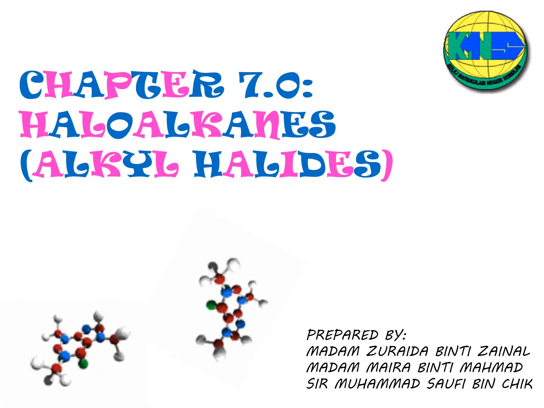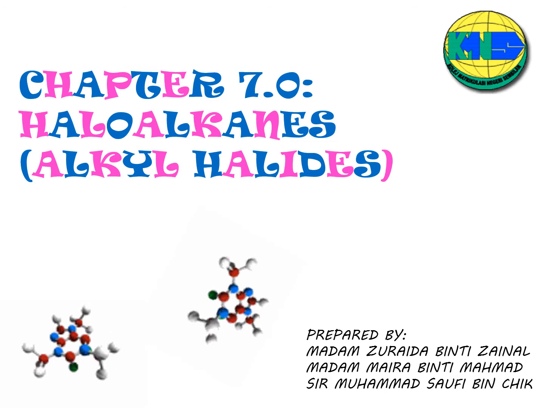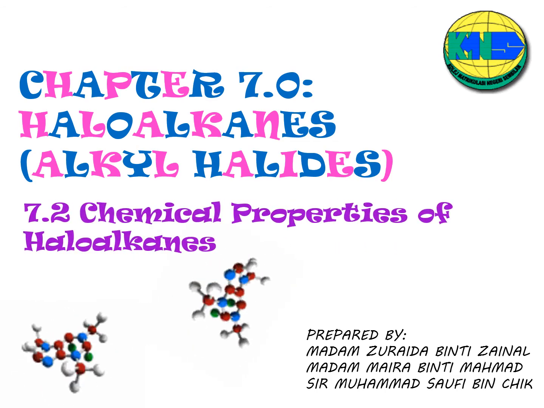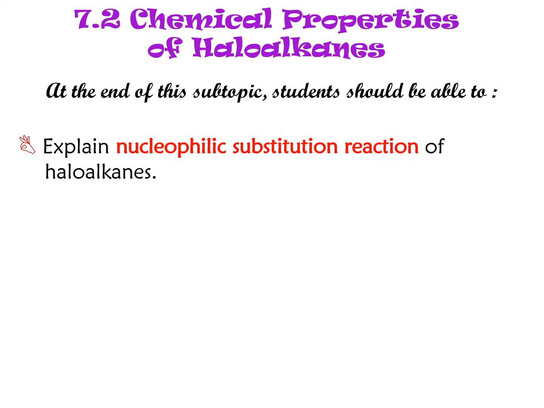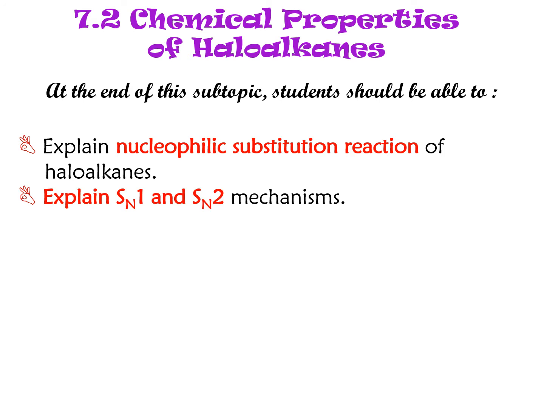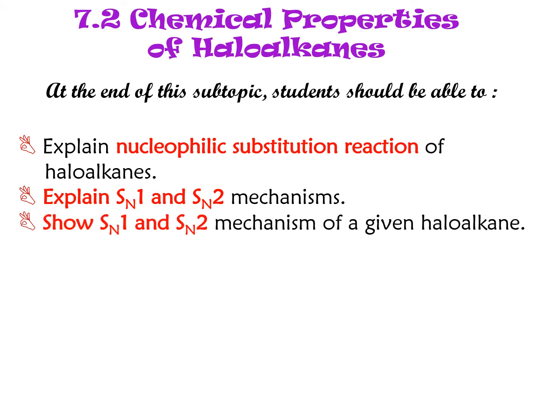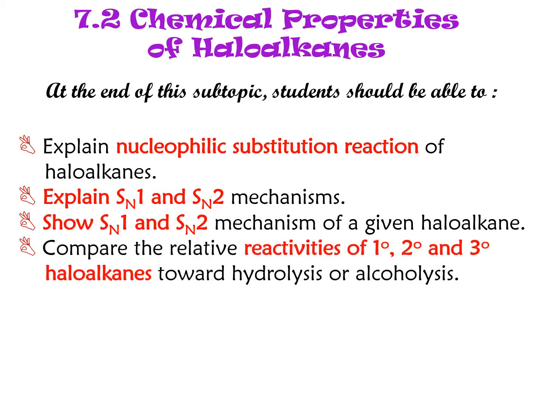We continue with subtopic 7.2, Chemical Properties of Haloalkanes. At the end of this subtopic, students should be able to explain SN1 and SN2 mechanisms, show the SN1 and SN2 mechanism of a given haloalkane, and compare the relative reactivities of primary, secondary, and tertiary haloalkanes toward hydrolysis or alcoholysis.